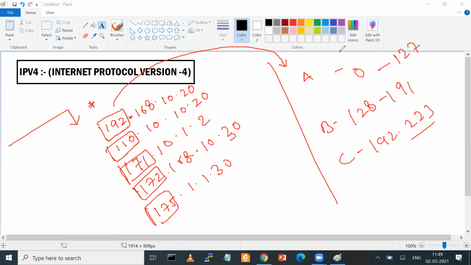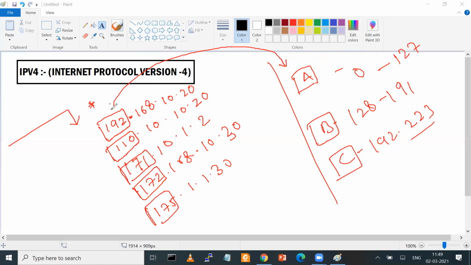Let's say someone gave me n number of IPs, and the person told me you just have to identify the class. So in order to identify the class, we just have to verify the first octet value. If first octet value lies in between A, it should be class A. If it lies in between B, it should be class B.